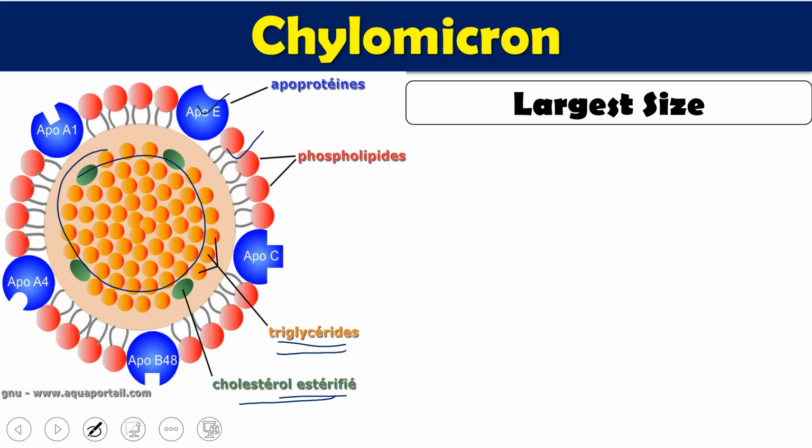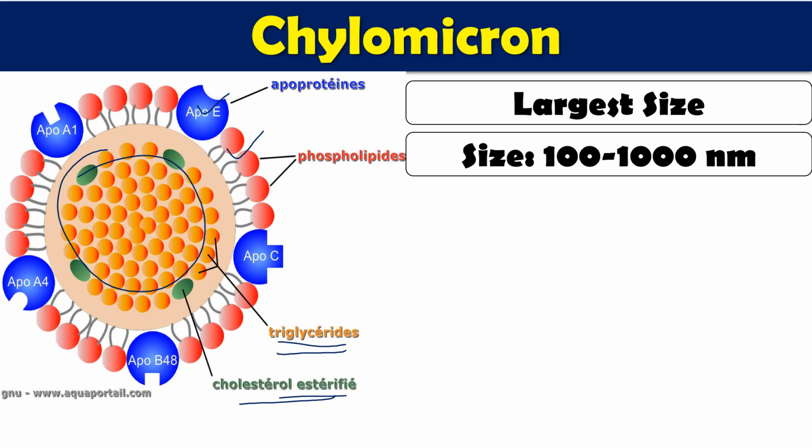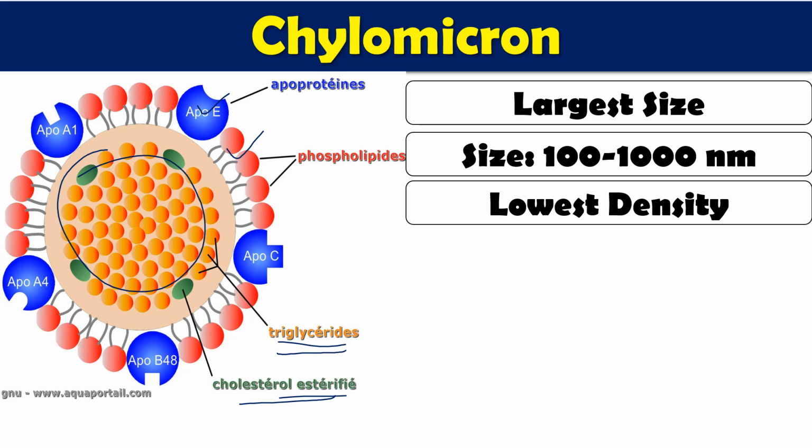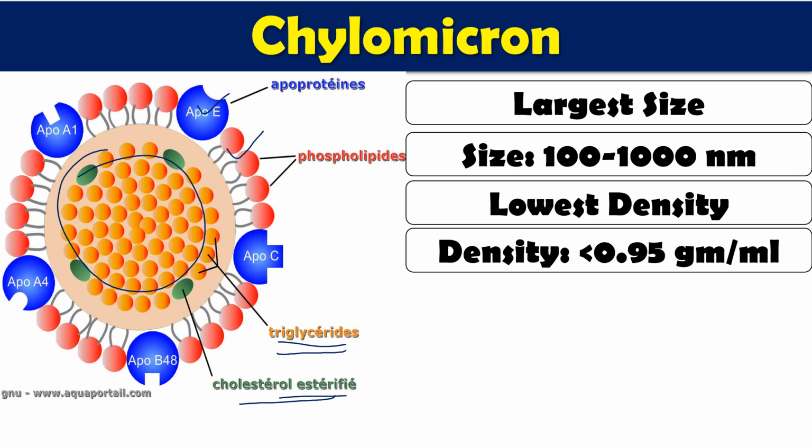Among all the lipoproteins, the chylomicron has the largest size, roughly 100 to 1000 nanometer. Why does it have the largest size? Because its density is lowest. If anything has very low density, the size will be larger. Its density is roughly less than 0.95 gram per ml. So density is the lowest, that's why size is the largest.